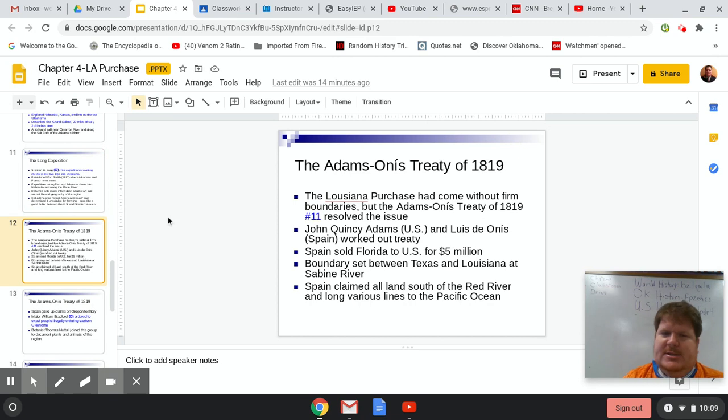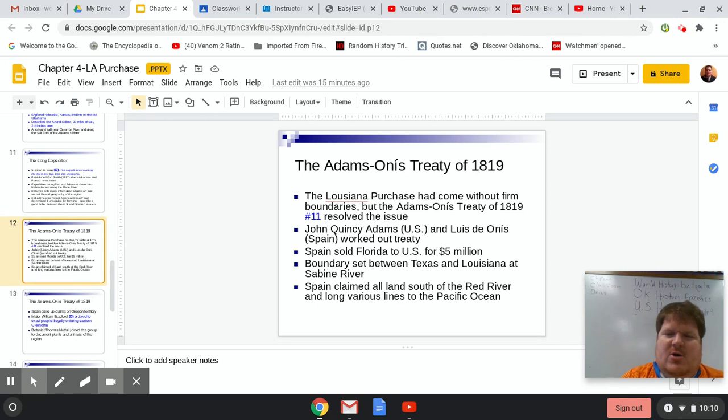Okay, the Louisiana Purchase had come without firm boundaries, but the Adams-Onis Treaty of 1819, which is your answer number 11, Adams-Onis, resolved the issue. John Quincy Adams and Luis de Onis from Spain worked together on the treaty. Florida was sent to the U.S. for $5 million. The boundary between Texas and Louisiana at the Sabine River was established.